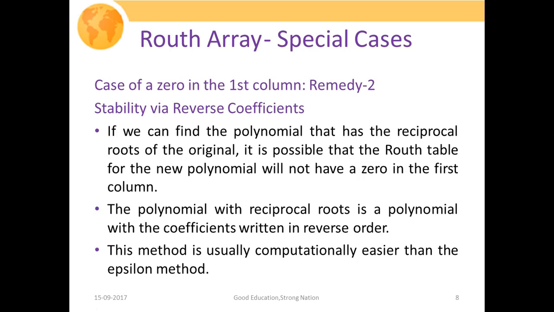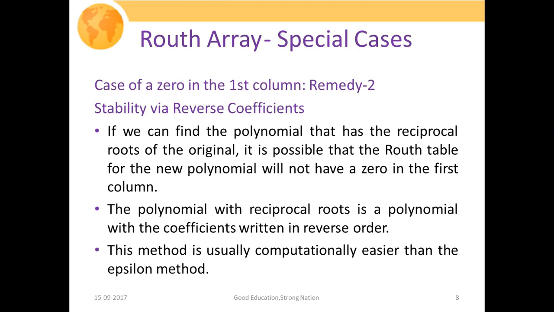If we can find the polynomial that has the reciprocal roots of the original, it is possible that the Routh table for the new polynomial will not have the 0 in the first column. If we are going to use this particular method, then this will not always be the case, that we'll again get the same 0 in the first column of the Routh table as we got earlier.